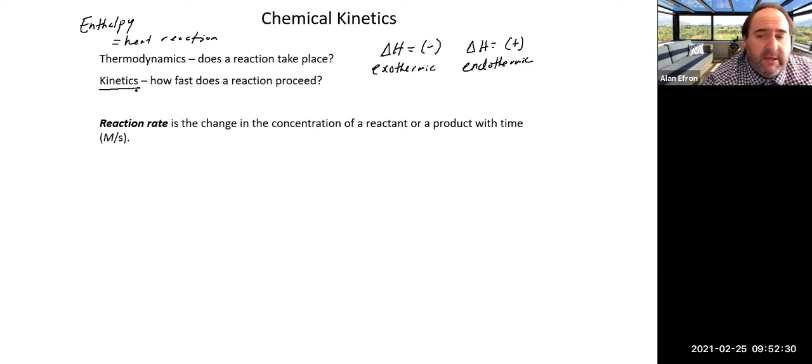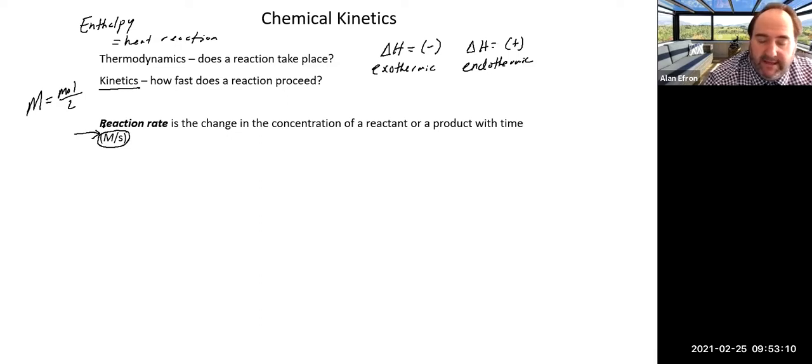So usually when we're looking at a reaction, either our reactants or our products, we're really looking at the change in the concentration over time. That's why we have these units here, which are molarity over seconds. Molarity is a concentration, and as we talked about the other day, molarity is moles per liter. We're looking at how the concentration is changing over a period of time, which is why we have the seconds involved here.